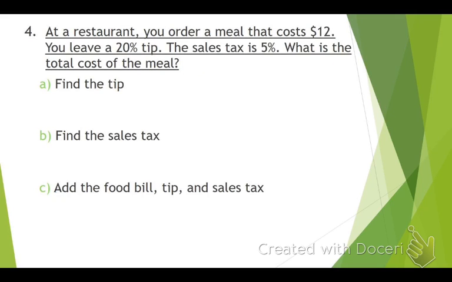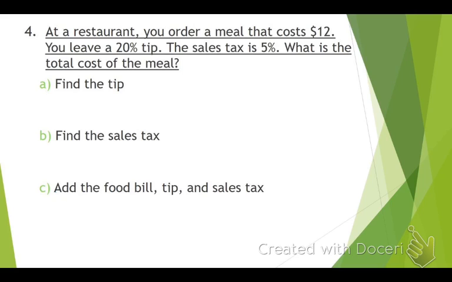All right, next story problem. At a restaurant, you order a meal that costs $12. Who could tell me a restaurant that you could go to? Longhorn, okay? You got a cheap meal this time. Yay, only $12, okay? You're kind enough to leave a 20% tip, and then there's also a sales tax that's 5%. What is the total cost of the meal?